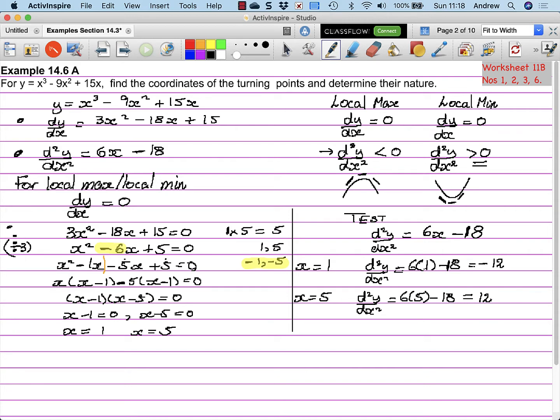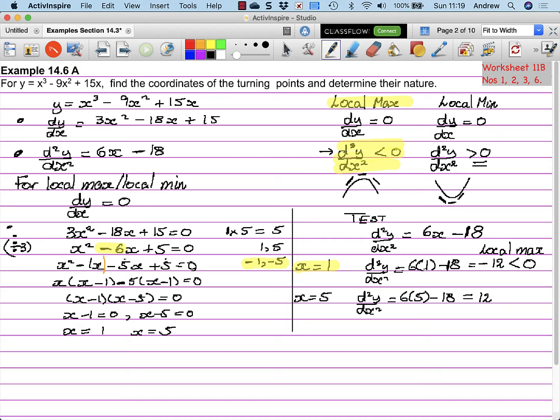Now minus 2 is less than 0. And because it is less than 0, we now know that because d2y by dx squared is less than 0, we actually now have that this is a local max. So we now know that this is the local max. So we know that x equals 1 is a local max.